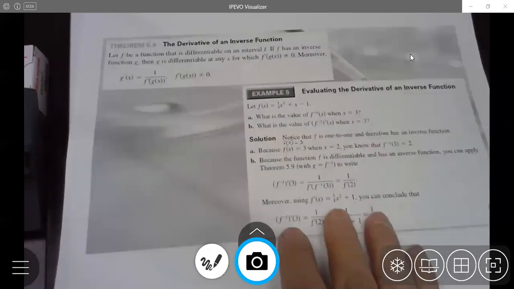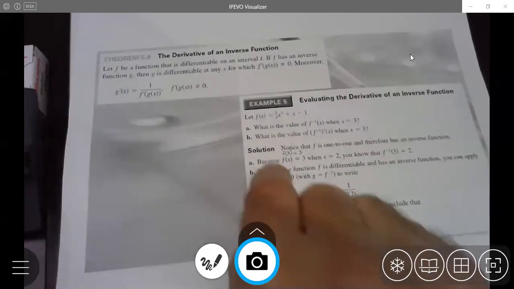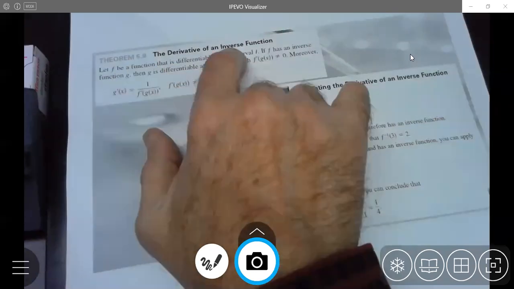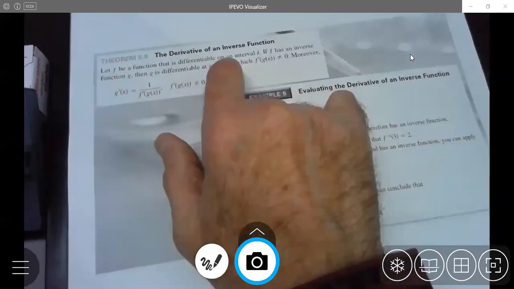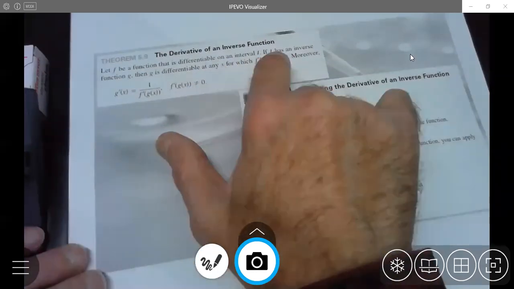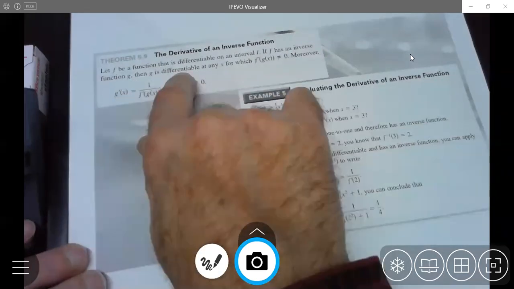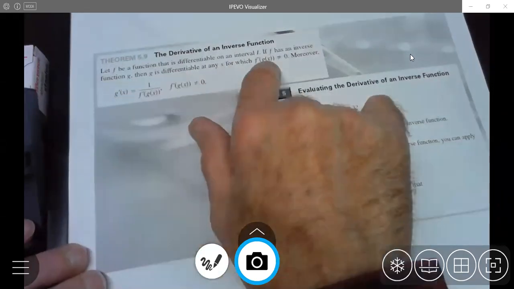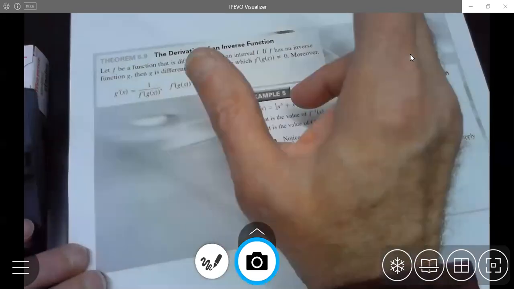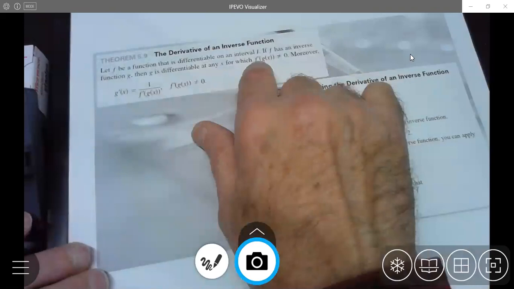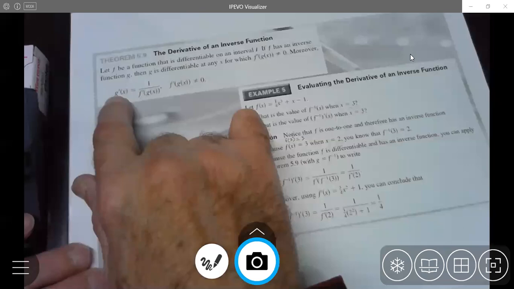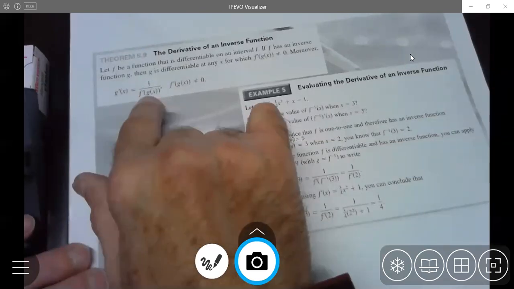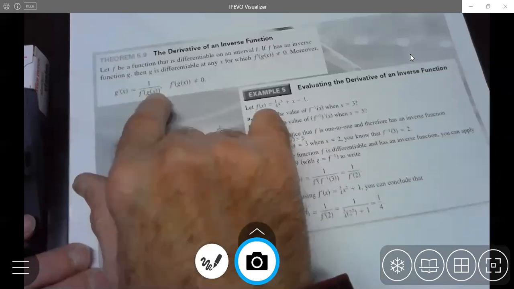Now we get to the end, to the last objective here. This is Theorem 5.9 in your book, the derivative of an inverse function. Let f be a function that is differentiable, okay, so that means it's one-to-one, right, on interval I. If f has an inverse function g, then g is differentiable at any x. Now, why does the book use f and g as inverses, why not just inverse? To me, it just makes a lot more sense. So the derivative of our inverse is equal to 1 over the derivative f of g.